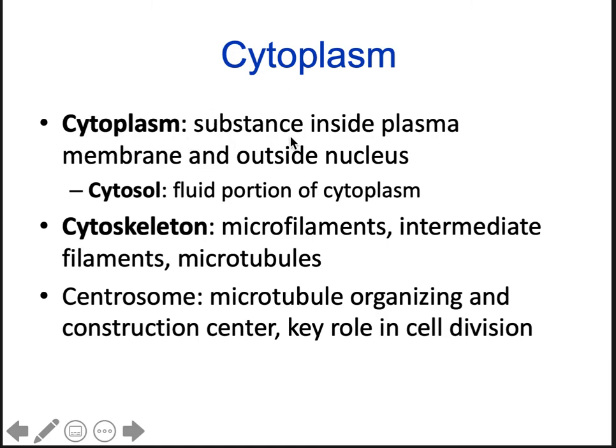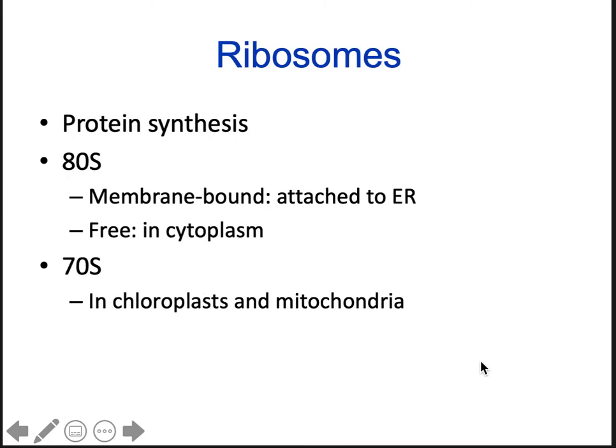You already know the cytoplasm is the substance inside of the plasma membrane and outside of the nucleus, and the cytosol is the fluid portion of the cytoplasm. Okay, that hasn't changed. Those are the same terms. Cytoskeleton, now we have microfilaments, intermediate filaments, microtubules, just more advanced structure. Structure and support gives the cell its shape, and also helps carry out a lot of functions, like the centrosome, which we were starting to talk about already, microtubule organizing and construction center, key role in cell division, so lots of activity going on.